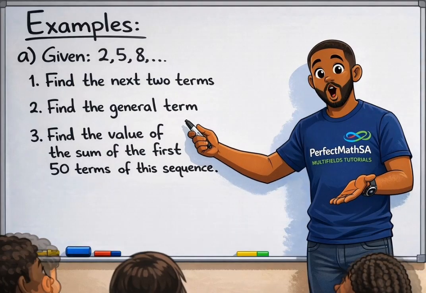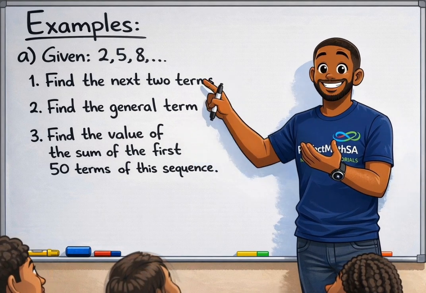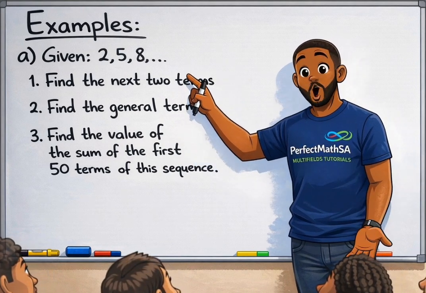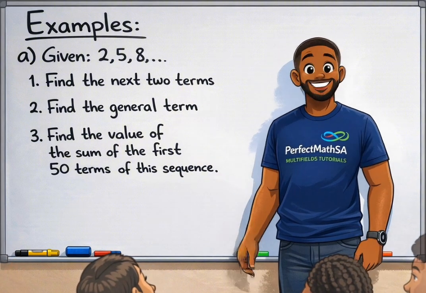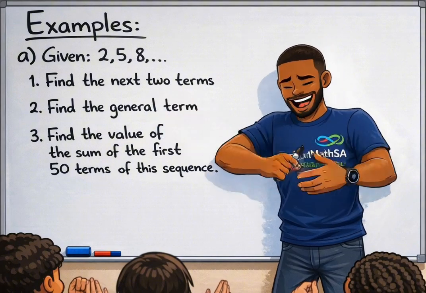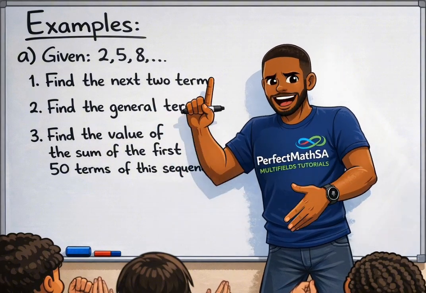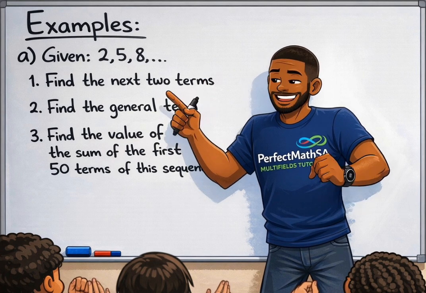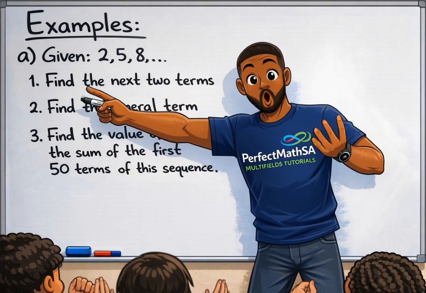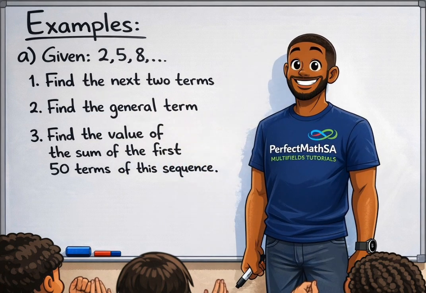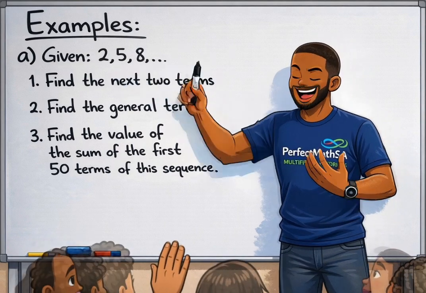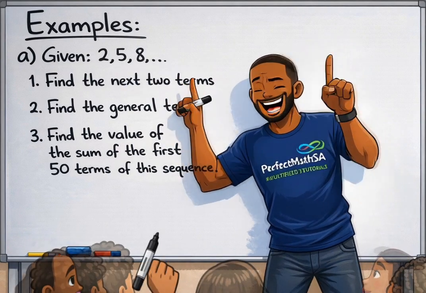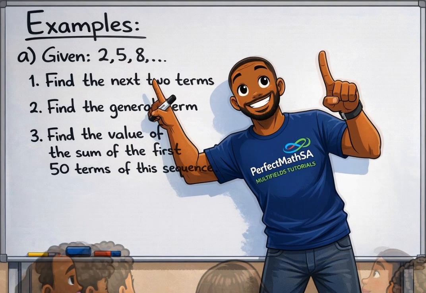Here is an example of a question that requires us to go through the steps that are required to calculate the sum of the terms of an arithmetic sequence. We are given the terms 2, 5, and 8. First, we are asked to find the next two terms. This helps us check what type of pattern it is. Then we find the general term, a formula to find any term from its position. By the time we get to step 3, we will already know the first term, the constant difference, and we will use n equals 50 in the Sn formula.